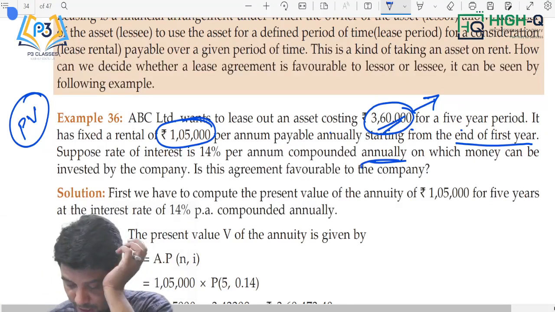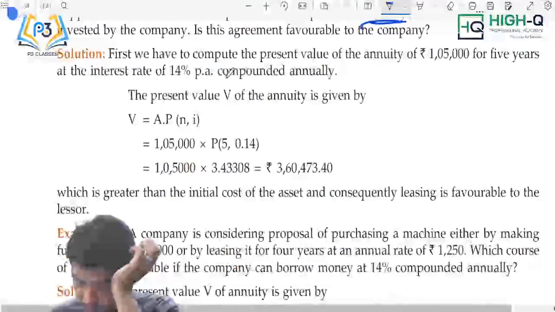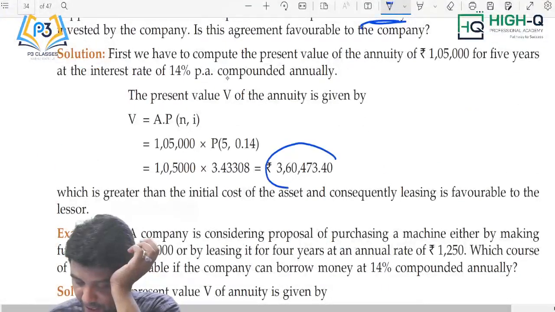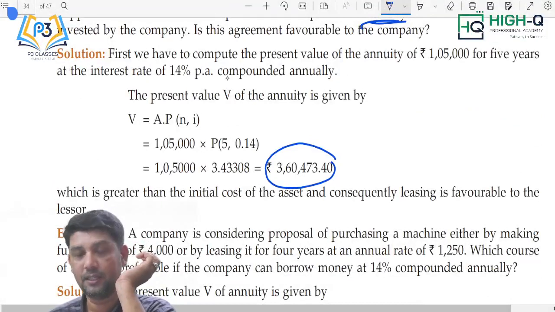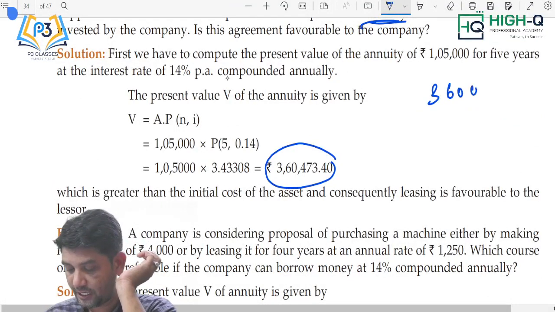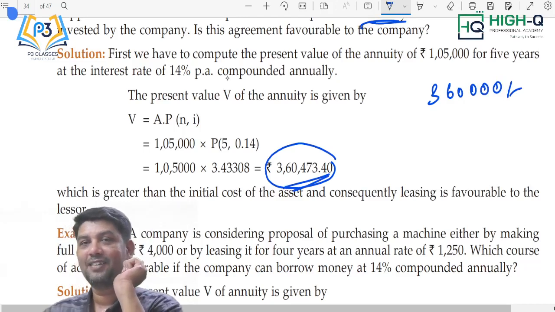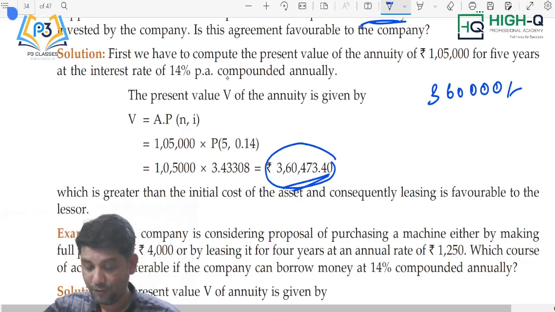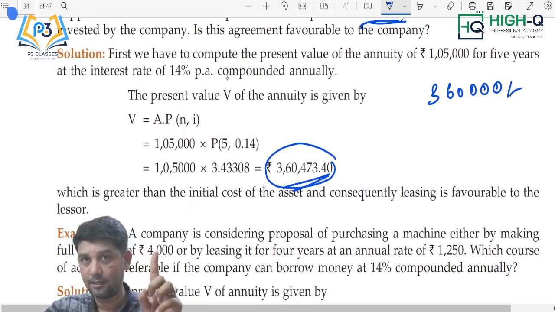Now look at this. I found the present value, and when I find it, I get 3,60,473. But the lease amount is 3,60,000. When I go for rent, I am getting an extra 473 rupees. So I always go for what? Rent only. So leasing is favorable to the lessor.